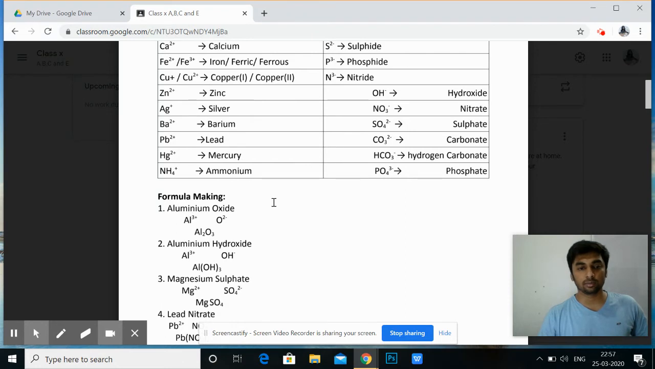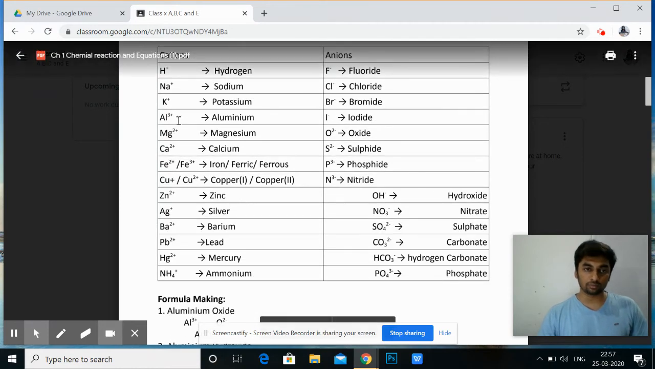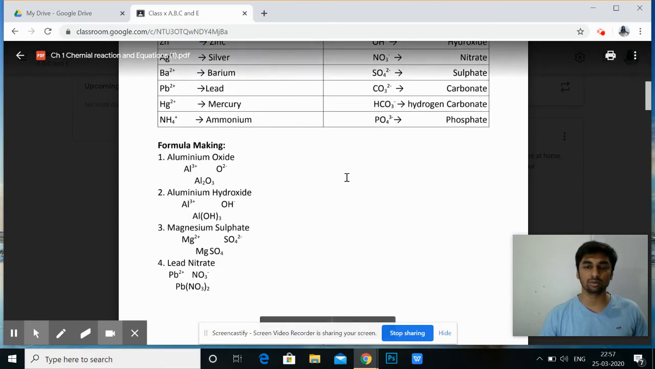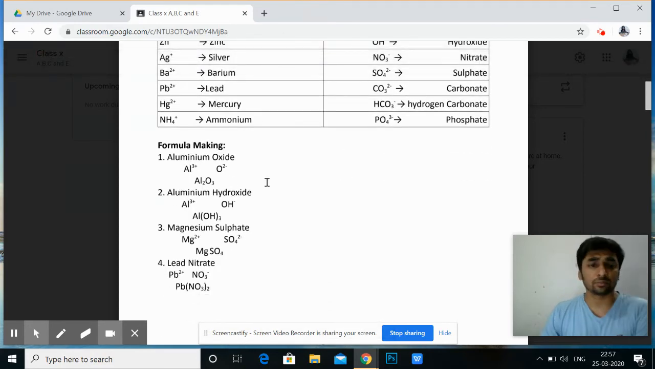So I'm recalling the process. How can we make the formula? Like if we have to write aluminium oxide, then we will bring aluminium Al3+ and oxide O2-. It is written here also. You have learned that there is a crisscross process: the charge of oxygen goes to aluminium and the charge of aluminium goes to oxygen, so it forms Al2O3.